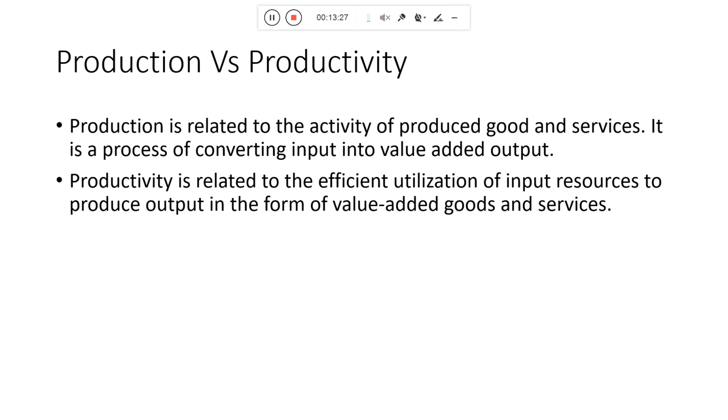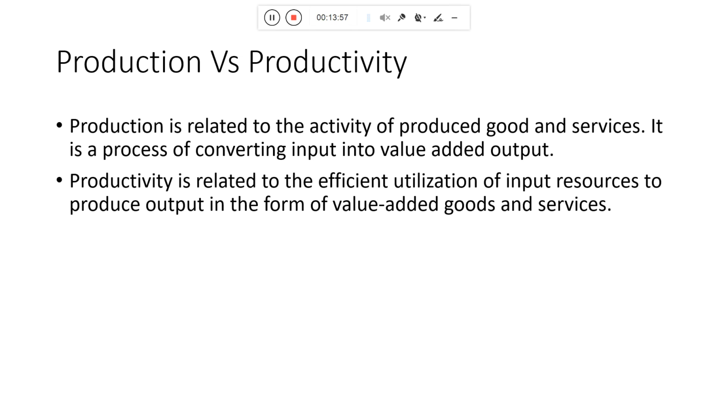Okay, so again the point is, what is the difference between production and productivity? As you people say, one student said productivity is the ratio of output and input, right? So what is production? Production is related to the activity of producing goods and services. It is a process of converting input into value added output. That's it. Okay, so it is a process.